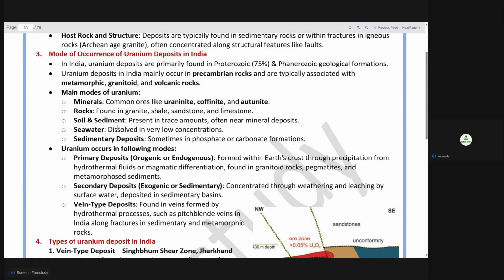Okay, so soil and sediments have uranium present in trace amounts. Seawater has it dissolved in very low concentrations. We also get it in seawater, because you will see that in the bottom of the sea, in the deep marine environment, there is often a reducing condition, that is, a lack of oxygen. So the deep marine environment is very favorable for uranium deposits.